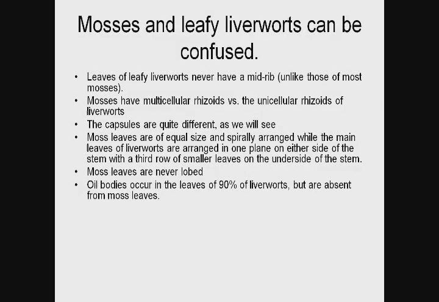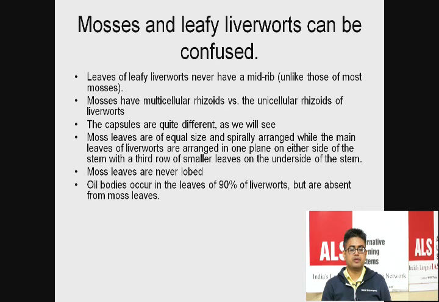Also, liverworts and mosses can be confused sometimes, but the difference is liverworts do not have a midrib, but mosses have midrib. Mosses have multicellular rhizoid, and liverworts have unicellular rhizoid. Capsules are different, and leaves are having different features.